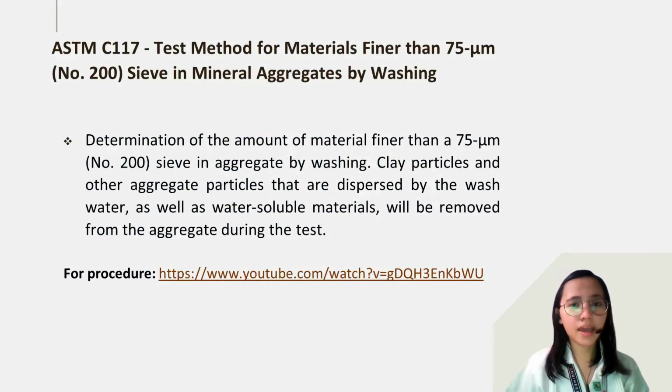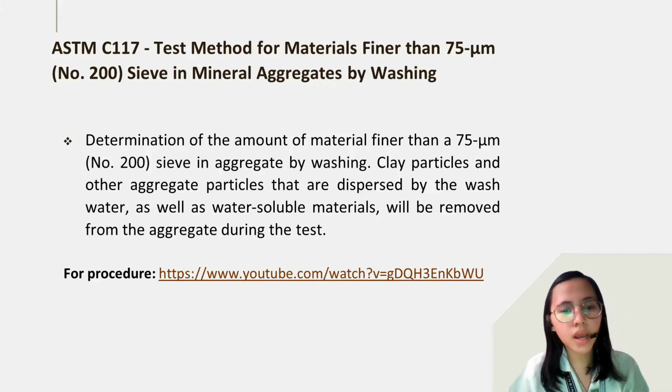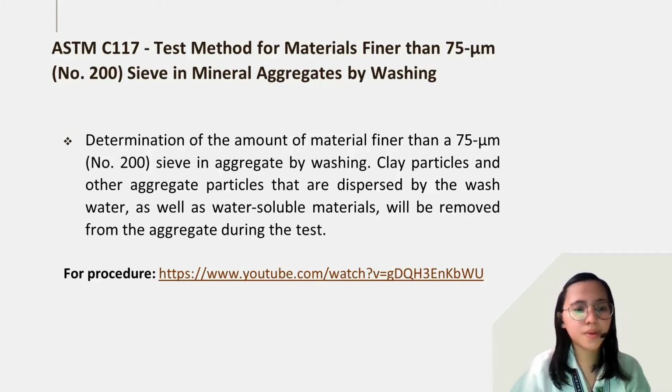For the next method, ASTM C117, test method for materials finer than 75 micrometers, number 200 sieve, in mineral aggregates by washing. This method covers the determination of the amount of material finer than a 75 micrometer number 200 sieve in aggregate by washing. Clay particles and other aggregate particles that are dispersed by the wash water, as well as water-soluble materials, will be removed from the aggregate during this test.